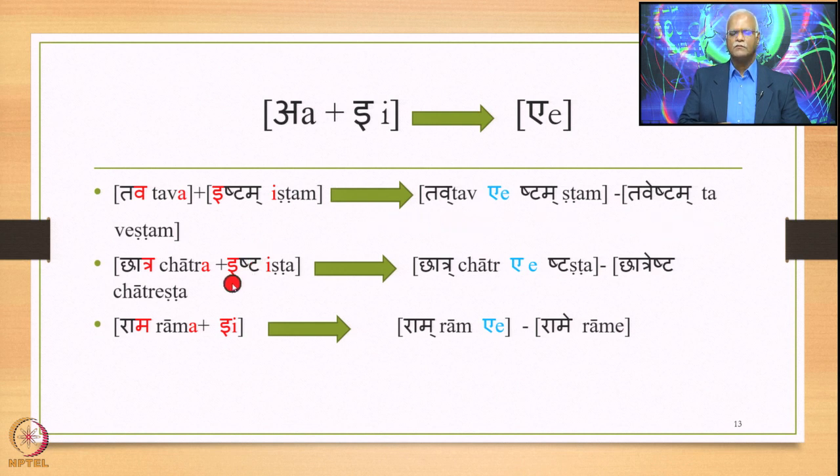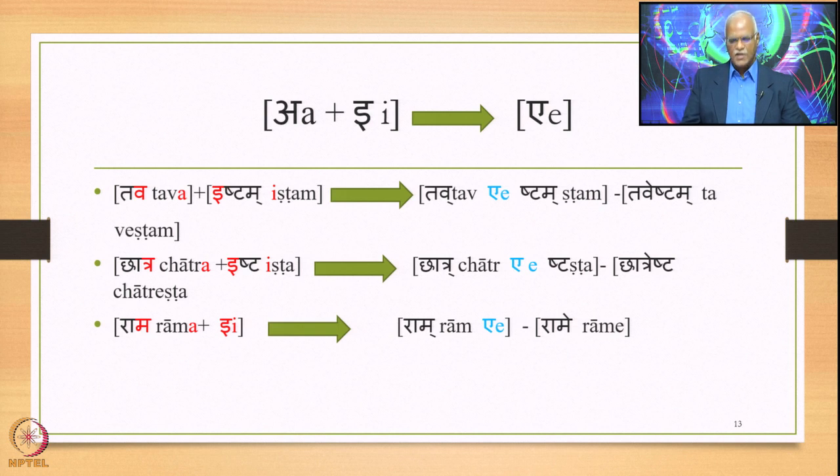Now let us look at the example within a compound. So if you have chhatra plus isht, something beneficial for a student. So this word chhatra ends in short a followed by e. This is a compound, so samhita is obligatory over here. So they both are in samhita mode, and so 6187 applies and substitutes a and e by a. So we have the output in the form of chhatra, a and sht. This is the previous part of the compound. This is the later part of the compound, and A is the substitute of A and E. So we have chhatresht as the final compounded form.